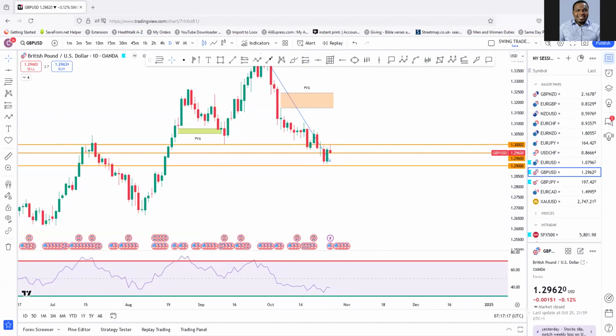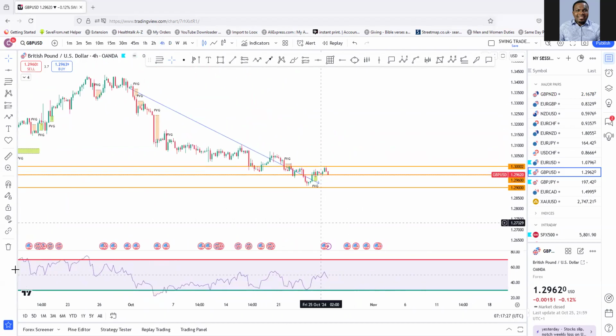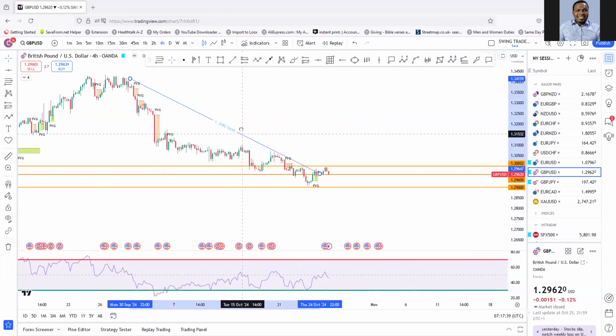The next thing is to understand the 4-hour time frame. So we're going to switch to the 4-hour and look at what it is saying. On the 4-hour time frame, we see a short-term trend to the downside, and it's obviously pronounced. As you can see, the 4-hour is clearly in a downtrend.